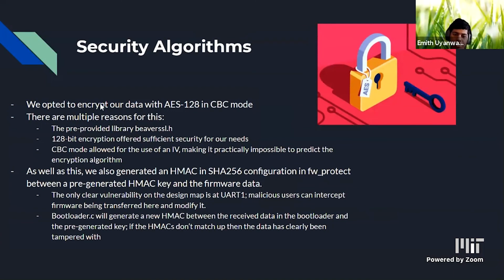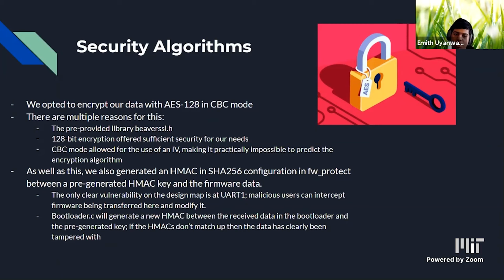All right, so for our security algorithms, we use two primary security algorithms in a sense. One of them is AES 128 in CBC mode. There are multiple reasons for this. The first reason, there's a pre-provided library, BearSSL.h, which means that we already have AES 128 CBC mode functions to use for decrypting in C. We opted for this because, we're going to be honest, we struggled a bit with writing our own security algorithms, and because these functions were pre-provided, we were confident that they would work.